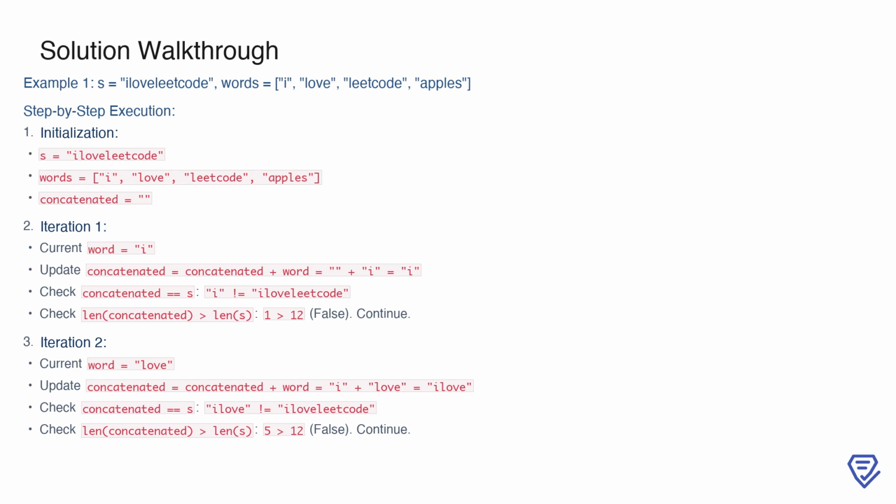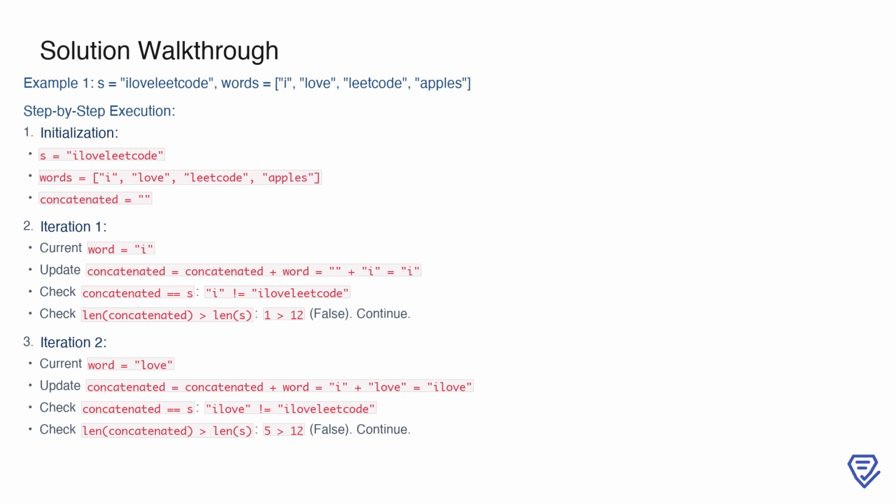To solve this problem, we start by initializing some variables. The string s is given as "I love LeetCode", and the array words contains "I", "love", "LeetCode", "apples". We also initialize an empty string called concatenated to build a cumulative string as we iterate through the words array. In the first iteration, the current word is "I". We append this word to concatenated, so it becomes "I". At this stage, we check if concatenated is equal to s. Since "I" is not equal to "I love LeetCode", we proceed to the next condition and check if the length of concatenated exceeds the length of s. Here, the length of "I" is 1, which is less than 12, so we continue to the next iteration.